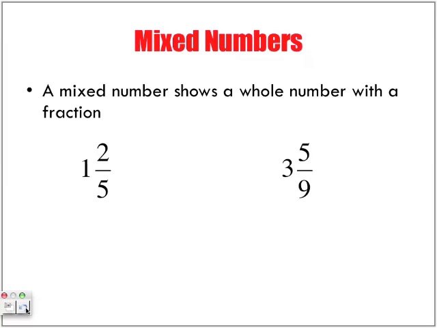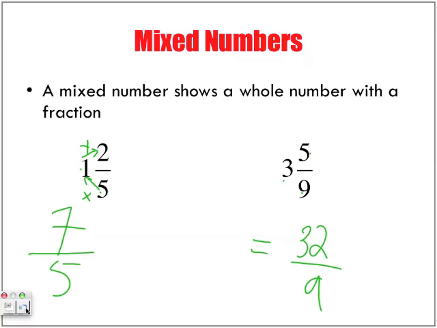So mixed numbers show a whole number with a fraction. Now we're going to convert this mixed number into an improper fraction. As we said, when we go this way, we multiply and then we add. So what doesn't change? The 5, our denominator. So 5 times 1 is 5, plus 2, 7 over 5. This next one here, our denominator is 9. So 9 times 3 is 27, plus 5, 32.